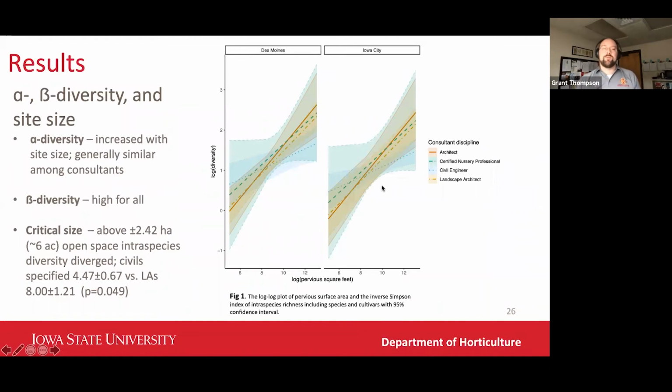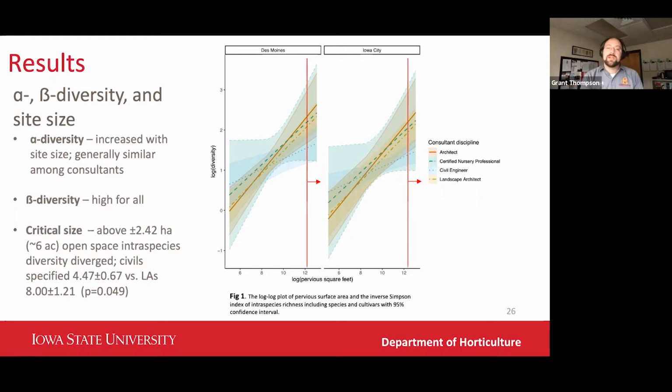So getting into the heart of what we found, alpha diversity, as one might expect, increases with site size. So as you have a larger site, and in this case, I'm particularly talking about open space, so spaces where we can plant trees, as the site size increases, the diversity increases. Okay, we kind of expect that.